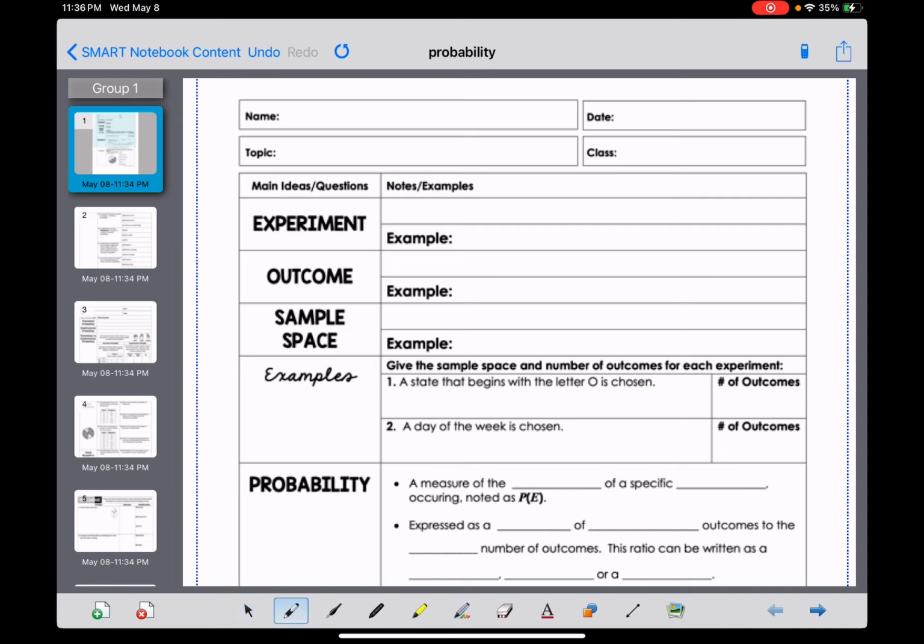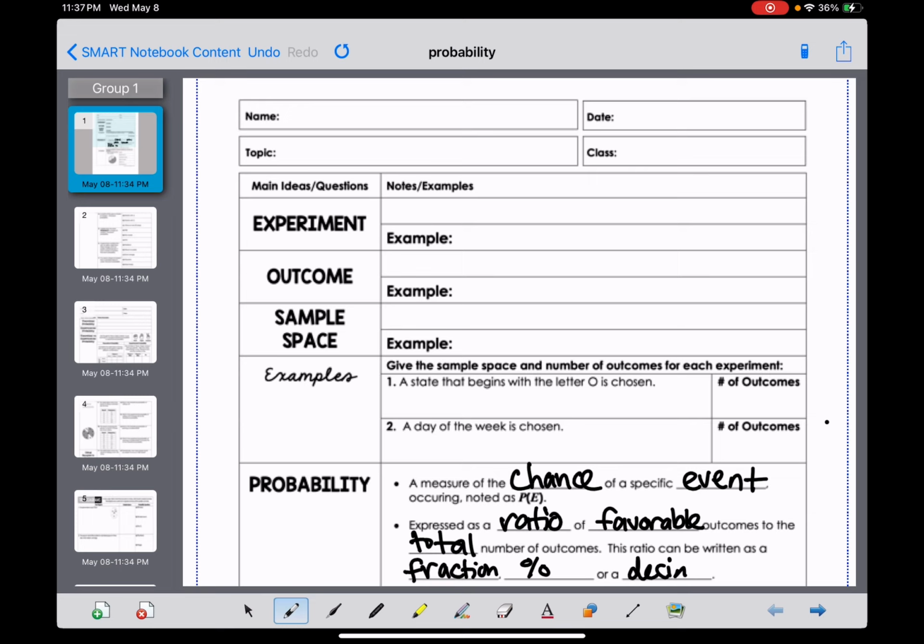So probability is just, remember, the measure of chance of a specific event. Okay, it's expressed as a ratio of favorable outcomes to the total. This is typically written as a fraction, a percent, or a decimal. Okay, so that's pretty much the basics of just what probability is.